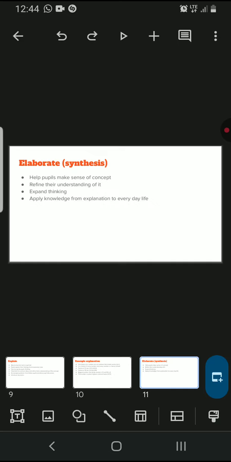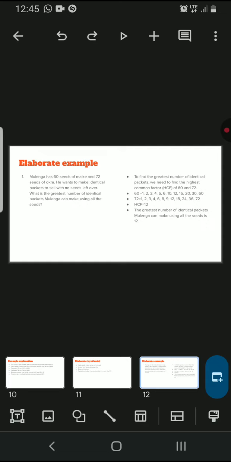Next, we go to elaboration. Here, we give a question which will enable the learners to apply the knowledge they have gained from exploration and explanation stage. So they will use that knowledge to solve now this new scenario, question, or problem. So the teacher's role is to help pupils make sense of the concept, refine their understanding of the concept, expand thinking, apply knowledge from explanation to everyday life.